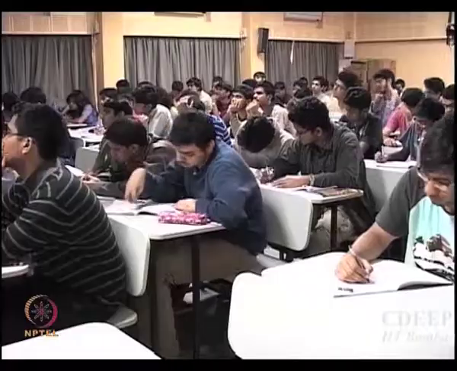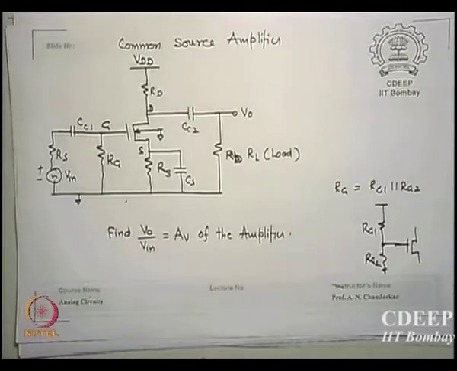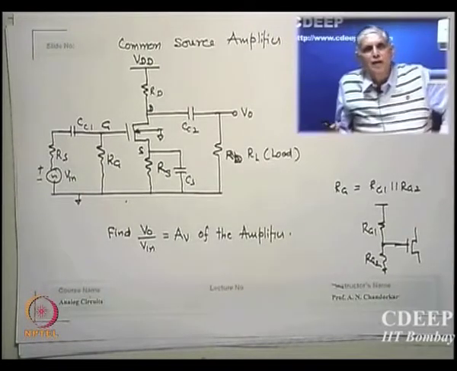So this C's purpose is at AC frequencies it will short what? RS, but for DC frequencies it itself will open up and only RS will appear in the DC network, is that correct? This is how an amplifier biasing will be done.